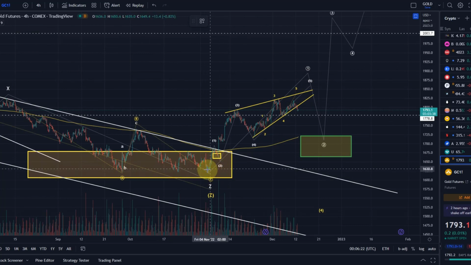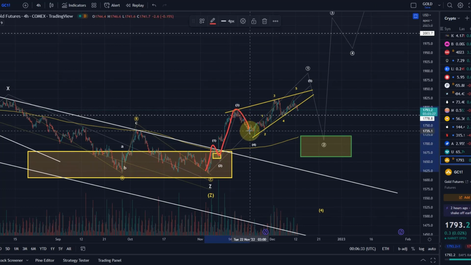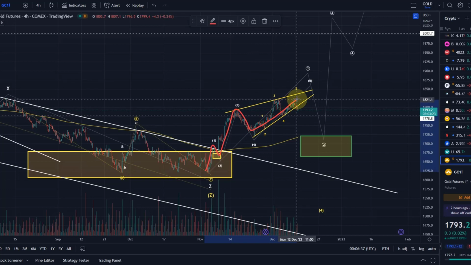That one suggests that a low was made here on the 3rd of November, that the bull run started, and that we had a wave 1, a wave 2, a wave 3, a wave 4, and here now a wave 5 in a leading ending diagonal. We should have pushed here ideally above 1820. We didn't, so we obviously fell short and broke down.